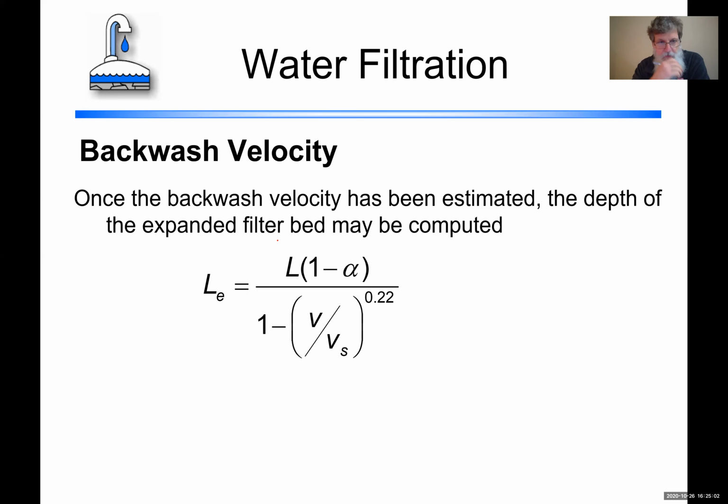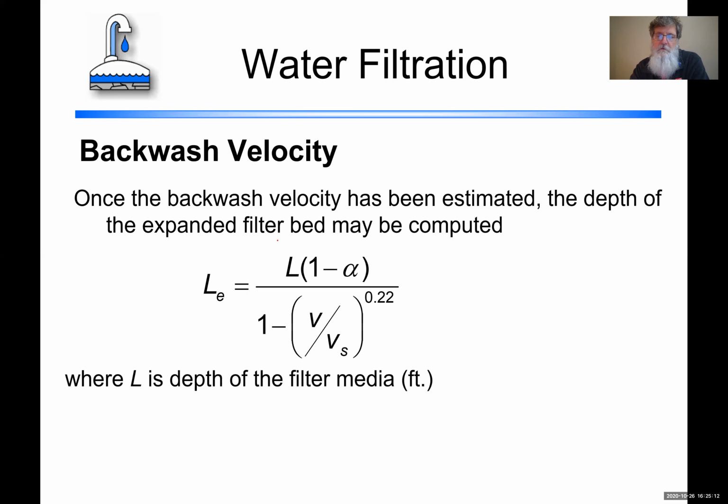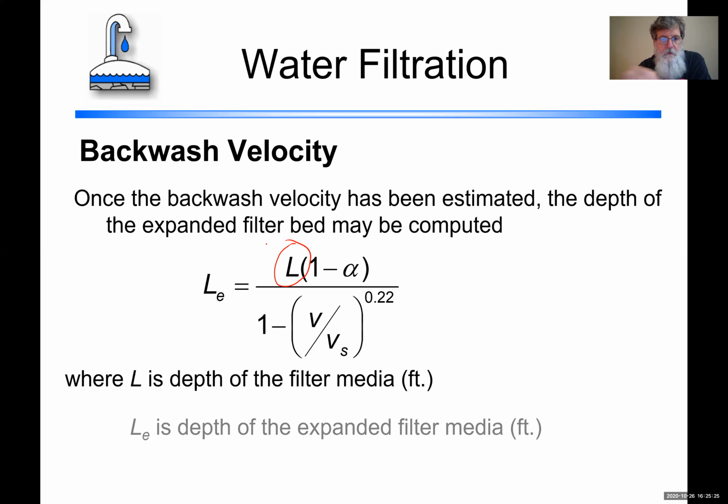So let's explain this equation. First of all, L is the original depth of the bed in feet. So if we were in lab, typically our filters are either 6 or 9 inches. So it'd be 0.5 or 0.75 feet, and that would be the L part. So that's something you would know. The L sub E is the expanded. Again, E is expanded. So that's how big, if it's originally 6 inches, once we hit it with the backwash velocity, what will it expand to? Will it be a foot? Will it be a foot and a half? That's the expanded bed depth.